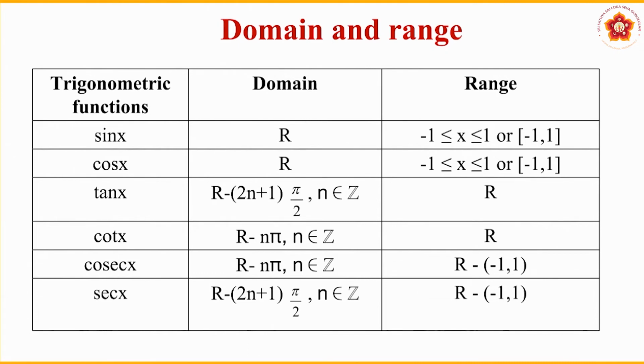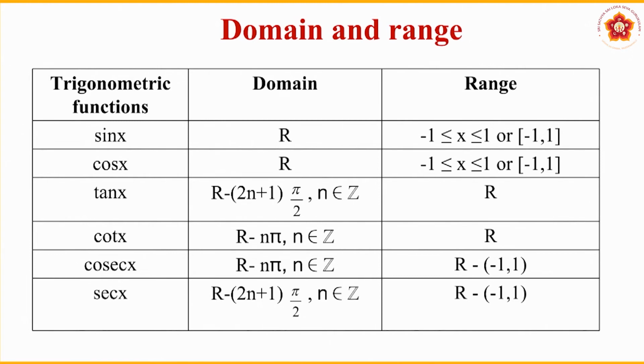So we have the domain for sine and cos as the set of all real numbers, and the range is the closed interval minus 1 comma 1, that is its value lies between the closed interval minus 1 comma 1. All the real numbers from minus 1 to 1 can be the values for sine and cos.